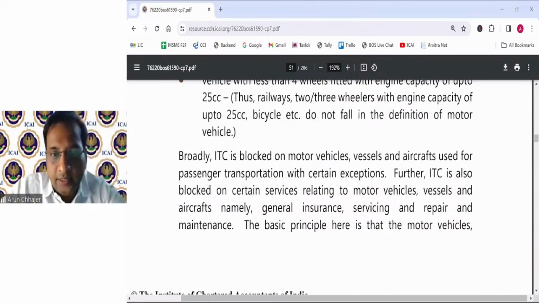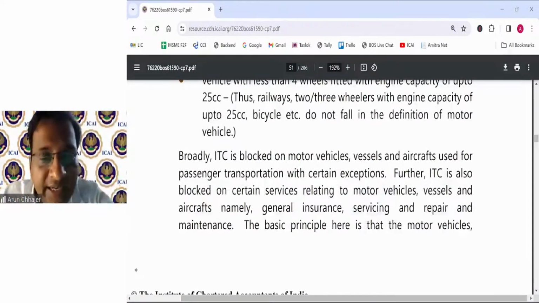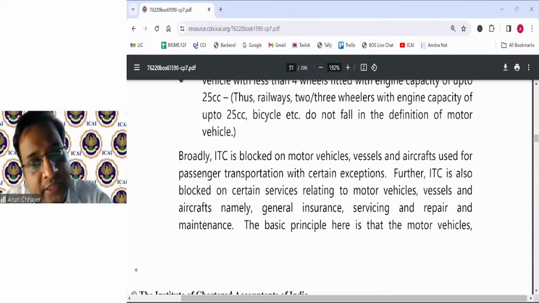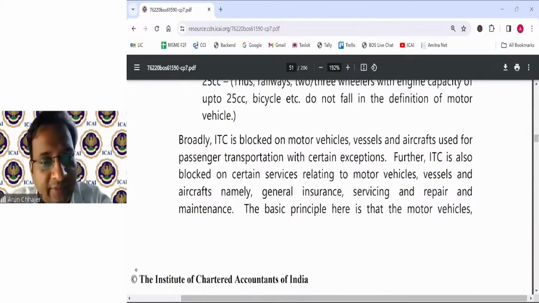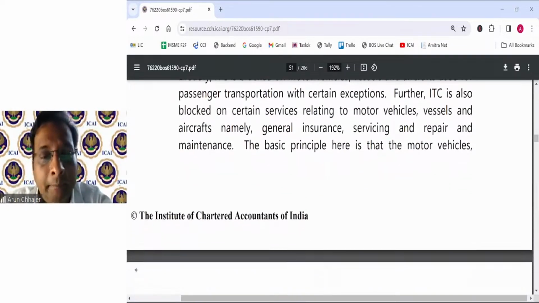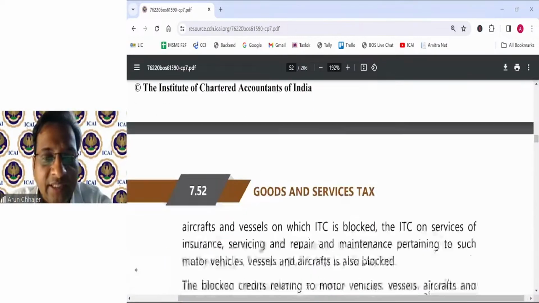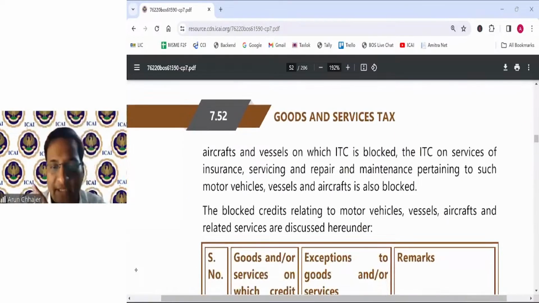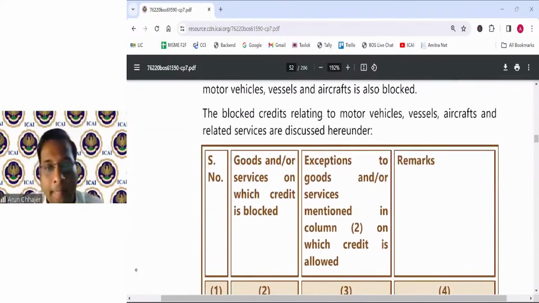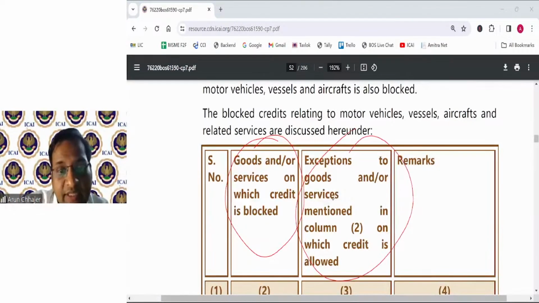Broadly, ITC is blocked on motor vehicle, vessel and aircraft used for passenger transportation service, with certain exceptions. Further, ITC is allowed on certain services relating to motor vehicle, vessel and aircraft, mainly insurance, etc. Basic principle: for motor vehicle, aircraft or vessel on which ITC is blocked, ITC on service is also blocked, which we have discussed, correct? Now the chart is very important. By this chart we will again revise the entire concept which we have discussed: goods or services on which credit is blocked, exceptions where credit is allowed, and remarks.